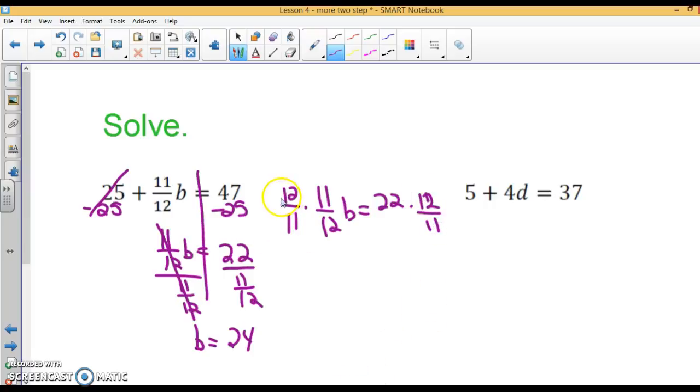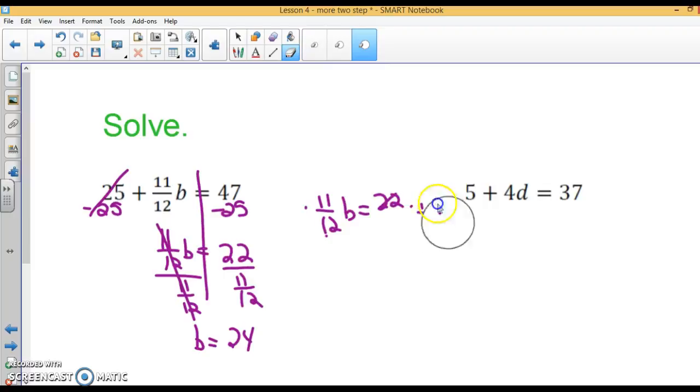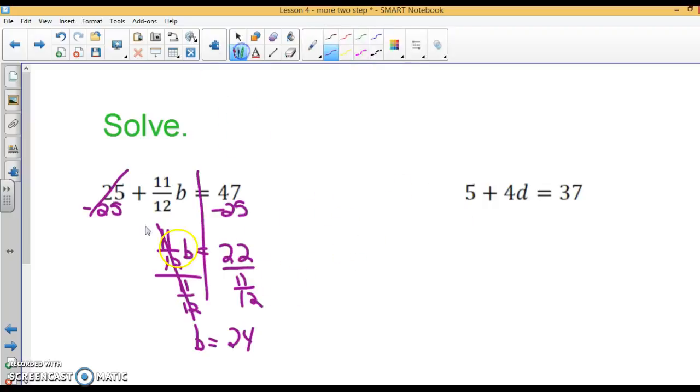So how about let's multiply both sides by the reciprocal right away. Watch what happens. This will be 132 over 132, which is 1b. So it's just b. 11 goes in there once, in there twice. That's 24. So it's quicker just to multiply both sides by the reciprocal from the beginning. If you want, you can divide by the fraction, but they're the same thing.